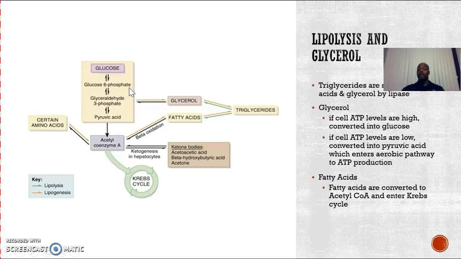But if the ATP levels are low, it's going to be converted into pyruvic acid, just like the glucose from the previous example. And from there, it's going to enter the Krebs cycle. Be converted into acetyl coenzyme A, and then into a Krebs cycle. As you see, kind of written here, but you get to see it here.